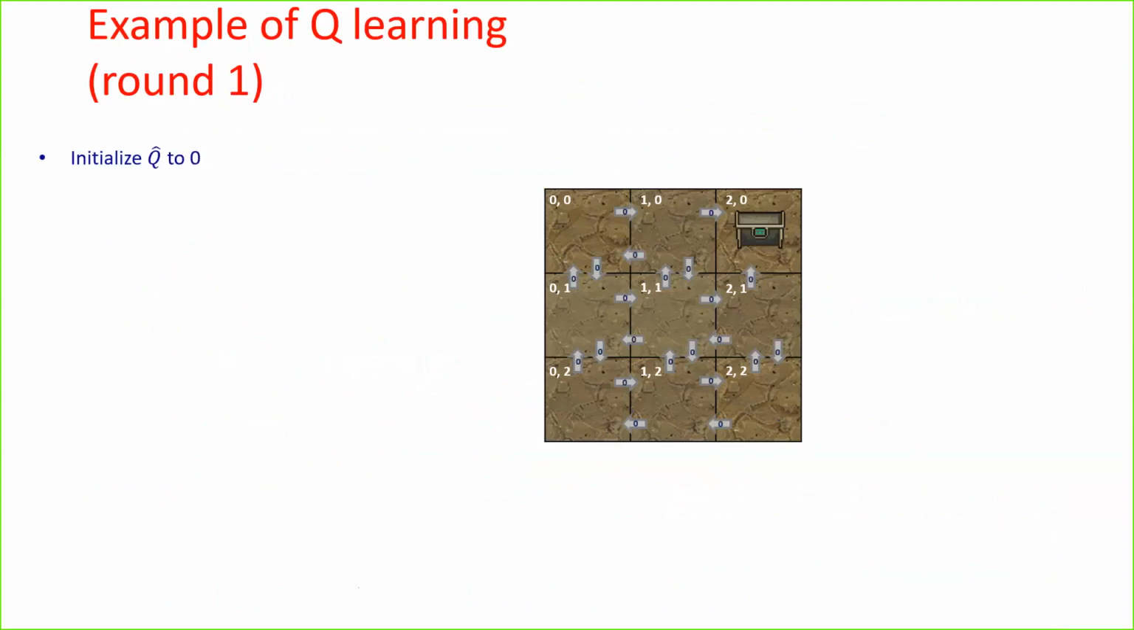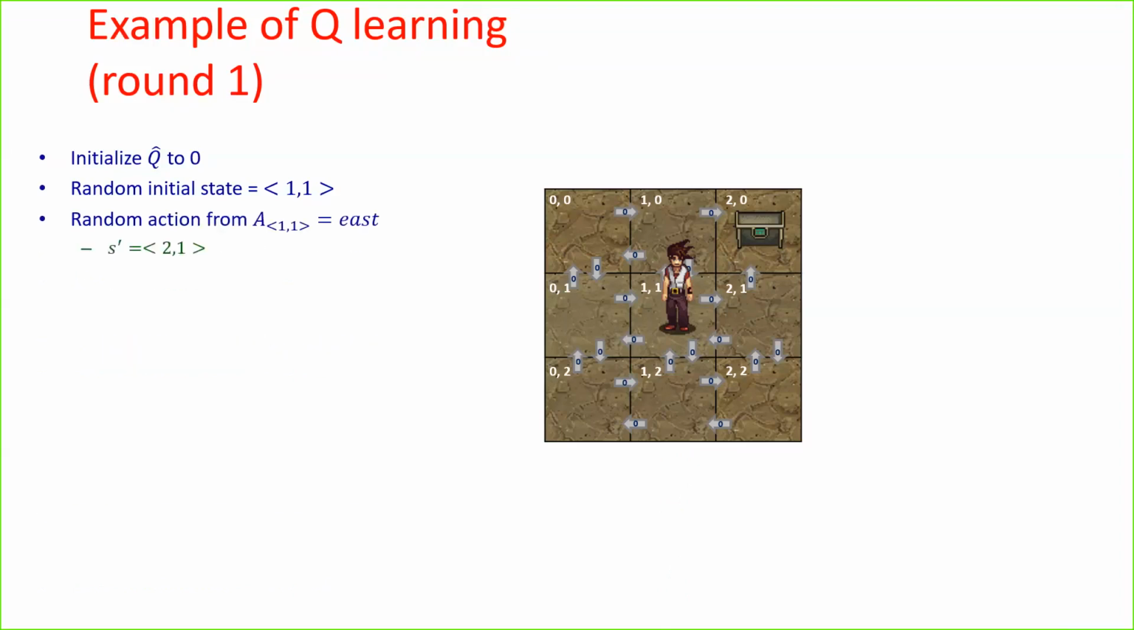So let us start with this example. Round 1. Initialize the Q table entries to 0. You see that everywhere the Q table entries are initialized to 0. Please notice that. Now we randomly start: the agent is initialized to some random state, let's say it is 1, 1, and let the agent take some random action because he is just exploring the space. He has no knowledge about the environment. He's taking some random action, and let's say the action is east.